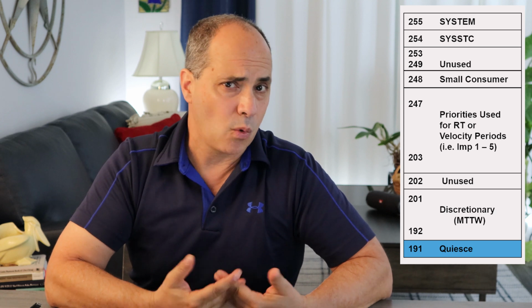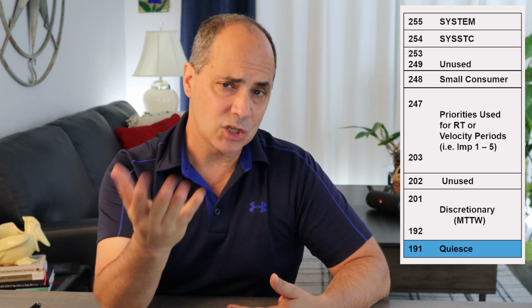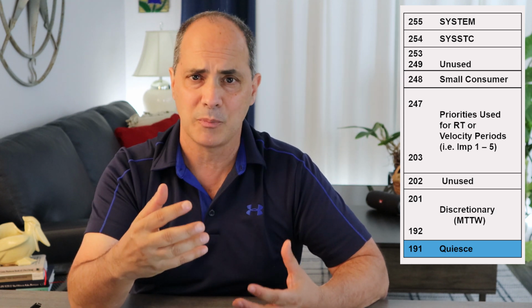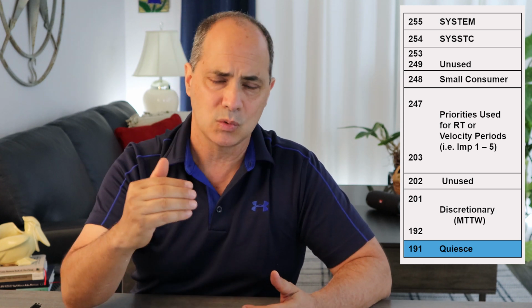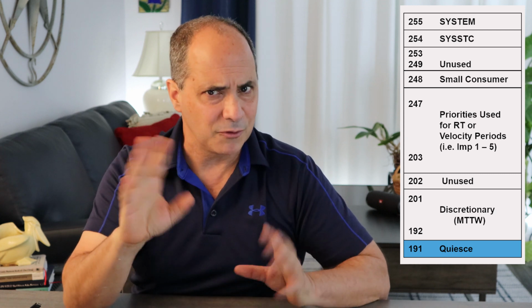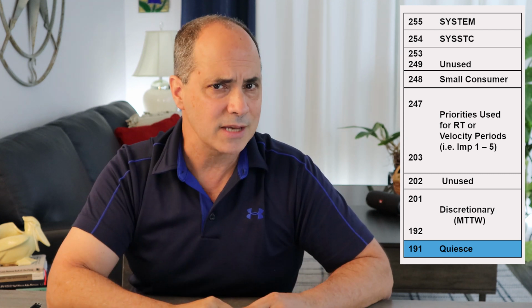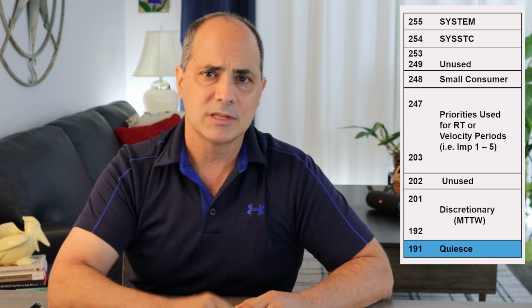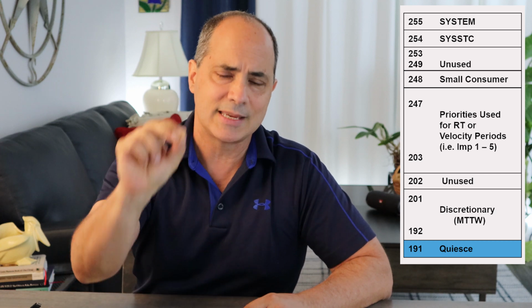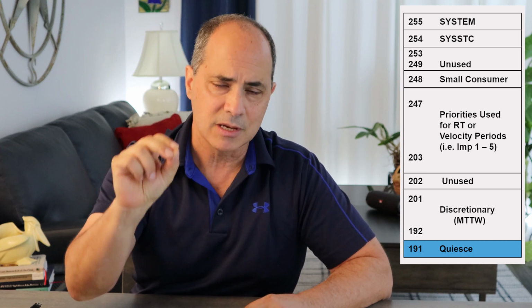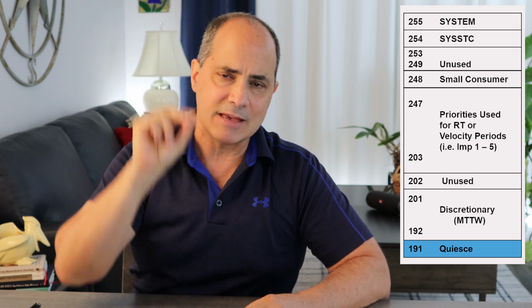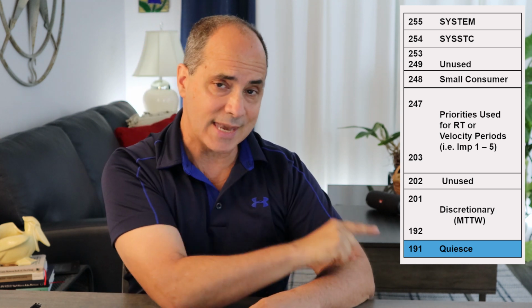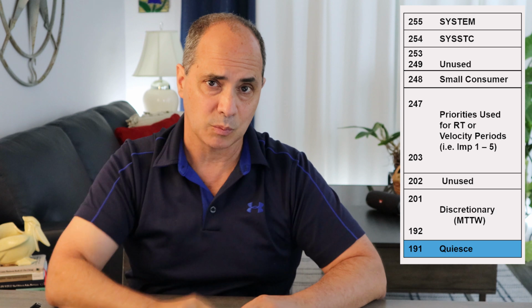The basic concept of quiesce is that you can issue an operator command to quiesce, or to say to the operating system, I want to stop this work from running. Now, it's a little more difficult to do than just issuing the quiesce command, but the point here is that when you issue what's called the reset quiesce of an address space, that address space is then given the CPU dispatching priority of 191, at the bottom of the dispatching priority.